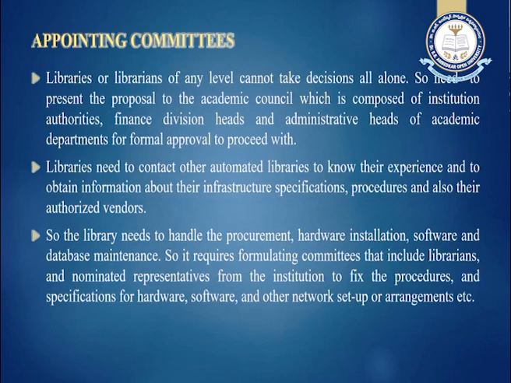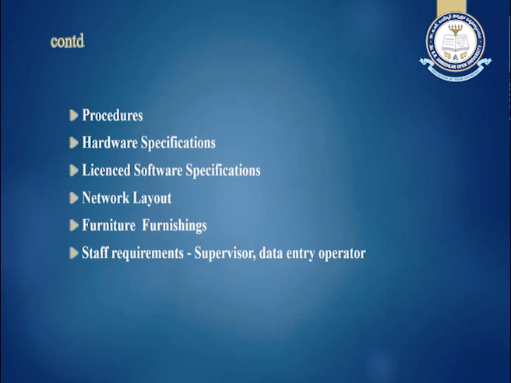So, the library needs to handle the procurement, that is hardware installations, software and database maintenance. These three things are to be handled: hardware installation, software and data maintenance. So, it requires formulating committees that include librarians and nominated representatives from the institution to fix the procedures and specifications for hardware, software and other network setup arrangements, etc. In a nutshell: procedures, hardware specifications, licensed software specifications, network layout, furniture and fittings, staff requirements at the supervisory level and data entry operator.